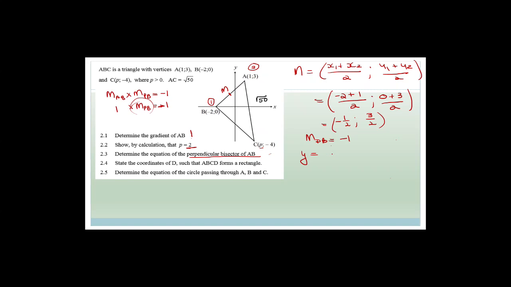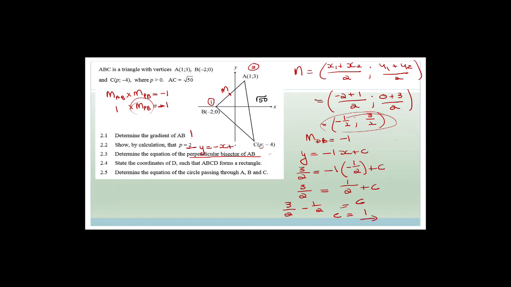We can go y equals negative 1x plus c. We've got this point, so we can substitute in. So we've got 3 over 2 is equal to negative 1 times negative a half plus c. So we can multiply those two together and they become positive. So we've got 3 over 2 is equal to, minus times minus is a plus, so it's 1 over 2 plus c. So c is going to be 3 over 2 minus a half, which is 2 over 2. So c is going to be 1. Okay, so c is 1. So therefore, you can say that the equation for this is going to be y is equal to negative x plus 1. Ta-da!